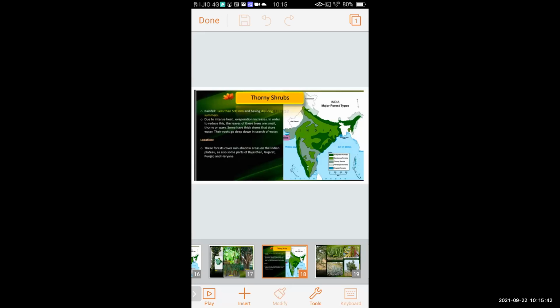So these plants need water to grow. But due to the surrounding climate, very intense heat, evaporation is going on rapidly. So in the dry summers, what happens? The stems of the plants store water, and the roots of the plants go deep down inside the ground in search of water.